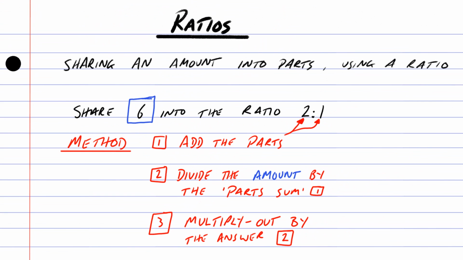So that's how you share an amount into parts using a ratio. Add the parts together, divide the original amount by that sum, and then finally multiply the parts out by the number that you just worked out.